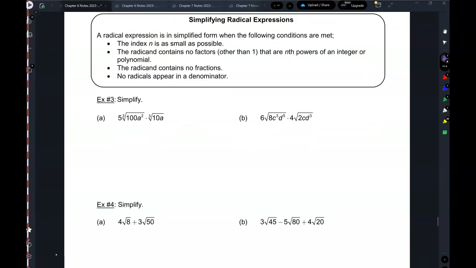Let's simplify some radical expressions. All right, so here. Usually when you have things that you're multiplying, you see how these are being multiplied, when they're separate, we like to combine them. So why don't we combine all of these? The 5 stays outside. And then I have a cube root. In the cube root, I have 100 times 10. That's 1,000.